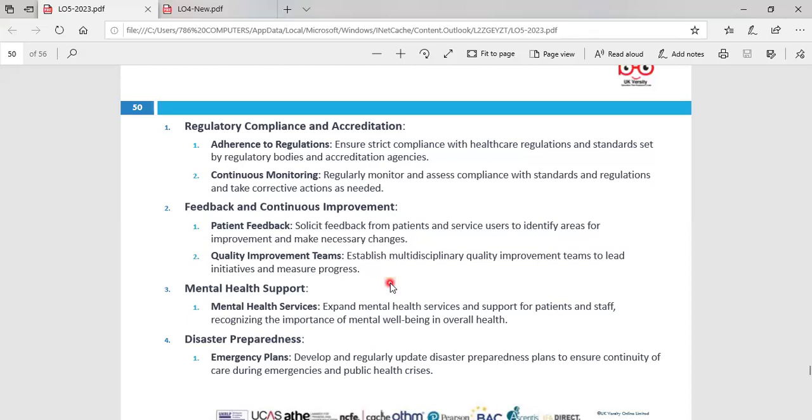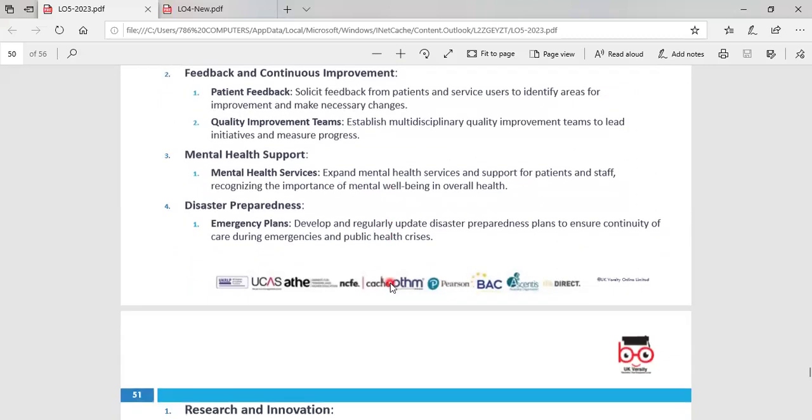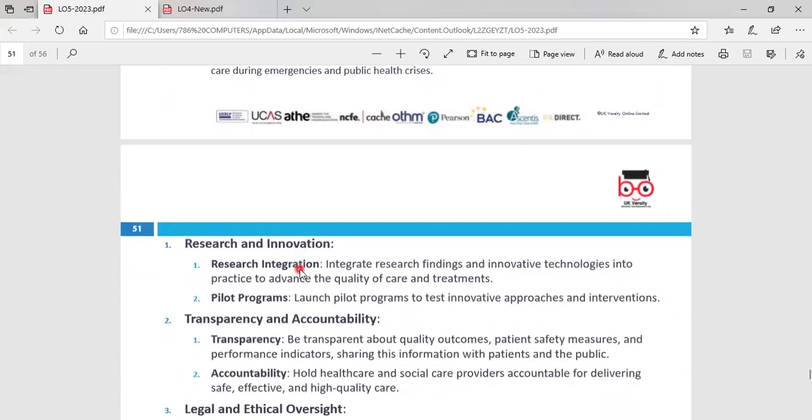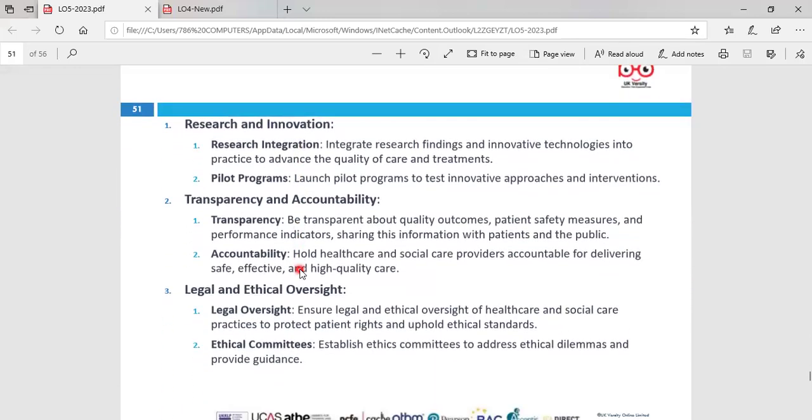Quality improvement teams, there should be separate or multidisciplinary quality improvement teams as a part of your system. This is again working on different quality aspects of the system, and you have different people seeing the system through different lenses, so that helps a lot. Mental health support, we've said it should be there for the patients and for the staff. Disaster preparedness should be there, considering emergency plans. There should always be an A. If that A doesn't work, there should be B, C, or D, whatever is applicable in that situation.